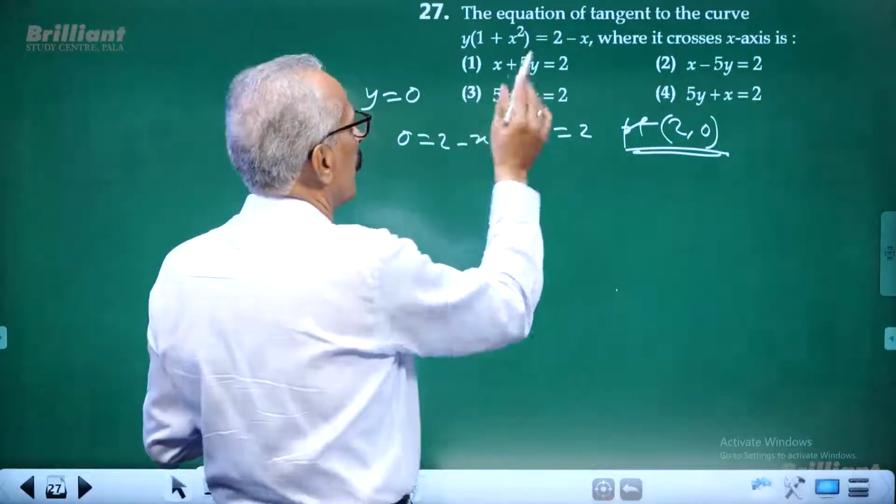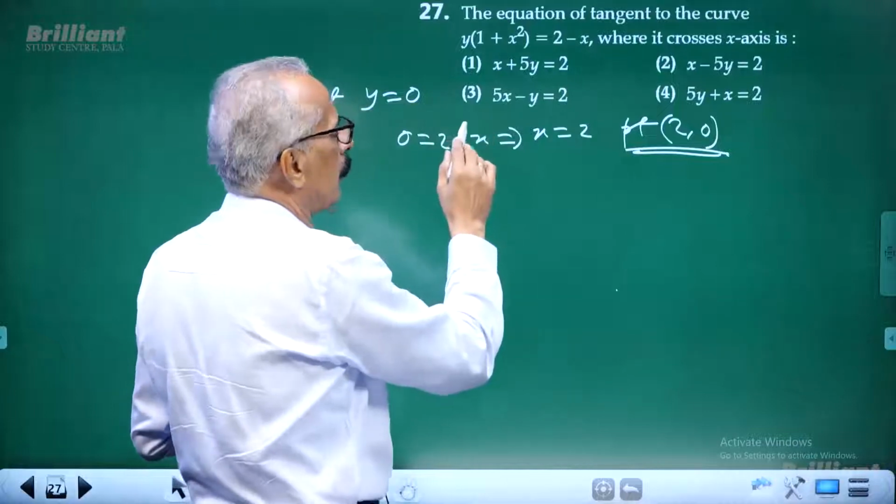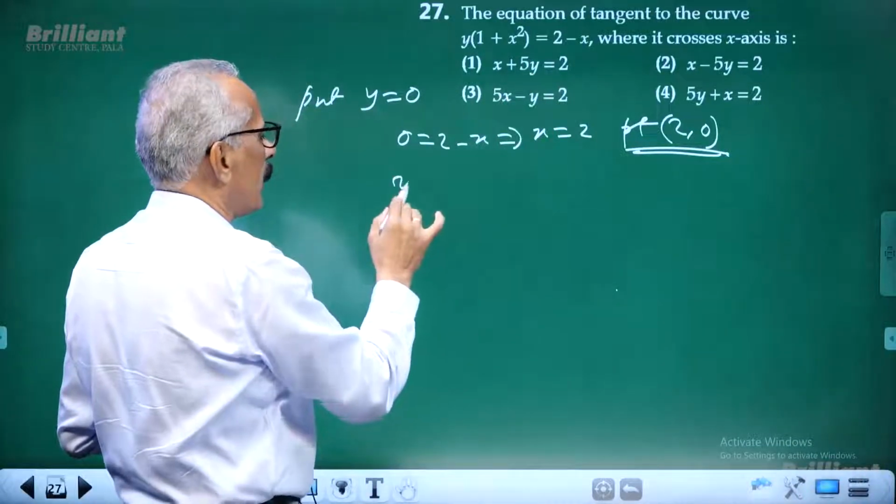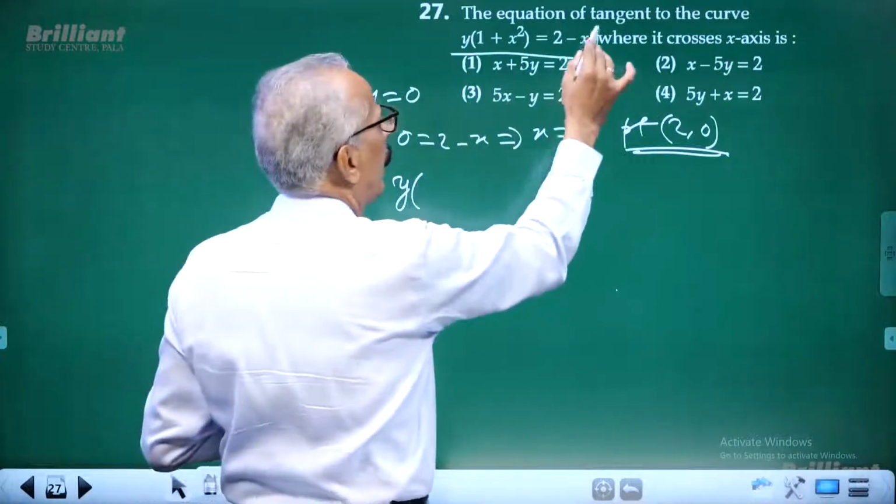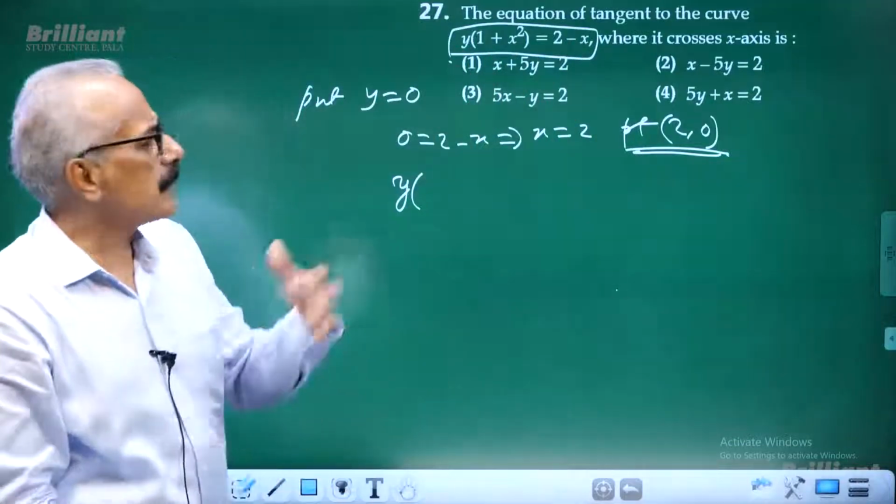So how do we find dy/dx? We can differentiate straight away. Y into 1 plus x square is equal to 2 minus x. I don't find y as 2 minus x divided by 1 plus x square.